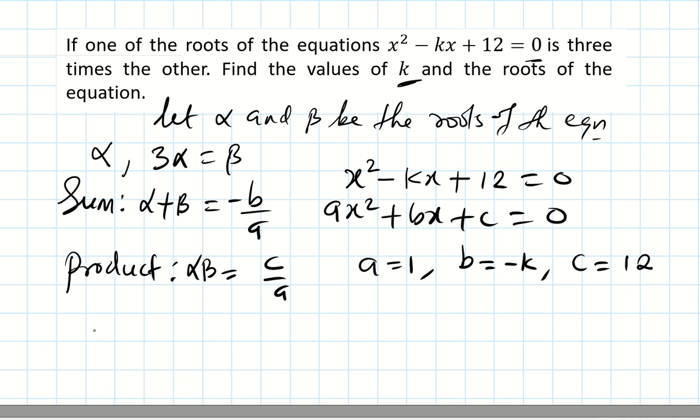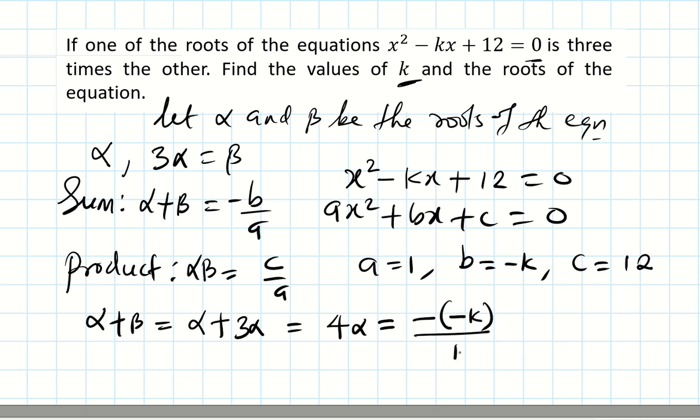So therefore, the sum of the roots, which is alpha plus beta, is the same thing as alpha plus 3 alpha, which is 4 alpha, and this is the same thing as minus b over a. b is minus k, over a, which is 1, giving k. So therefore 4 alpha equals k. I'll call this equation 1.